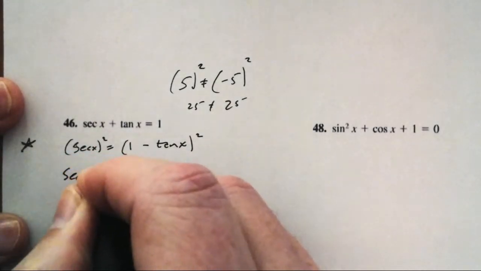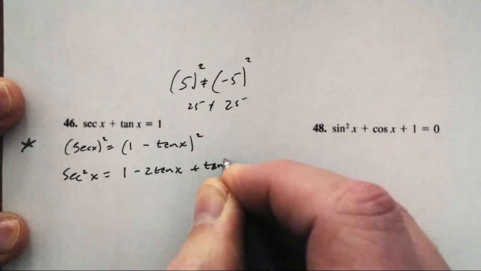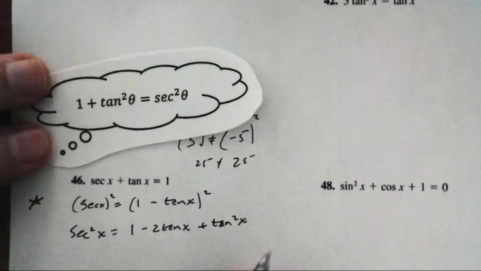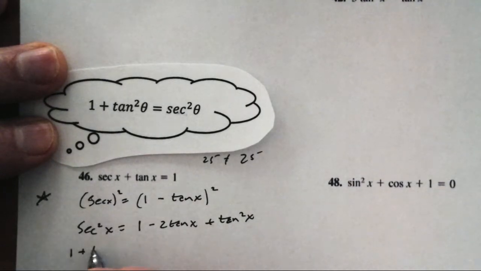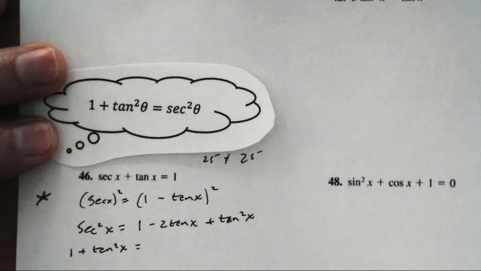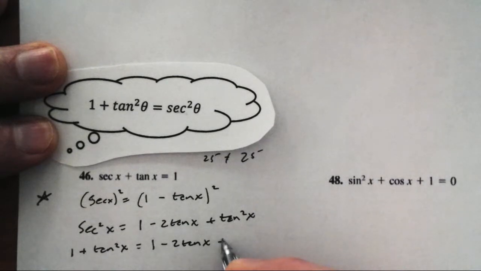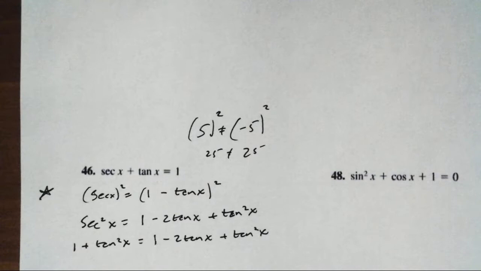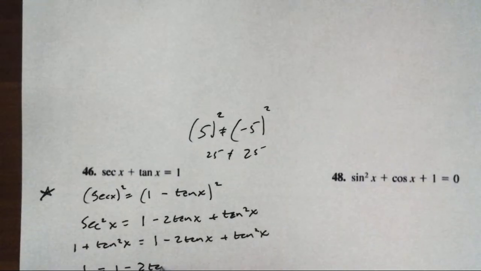So anyway, I get secant squared of x equals 1 minus 2 tangent of x plus tangent squared of x when we FOIL. And secant squared can be turned into 1 plus tangent squared. So secant squared is 1 plus tangent squared of x equals 1 minus 2 tangent of x plus tangent squared of x. And let's pick it up from there. Okay. So in this case, I notice I can cancel tangent squared on both sides, and I get 1 equals 1 minus 2 tangent of x.